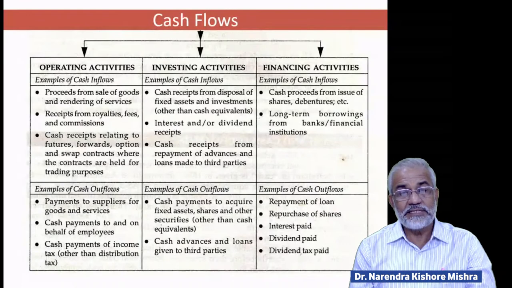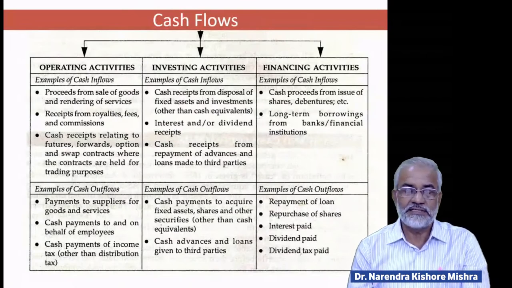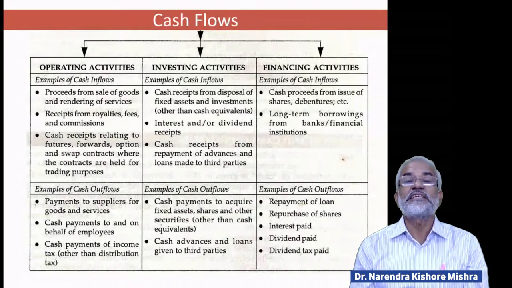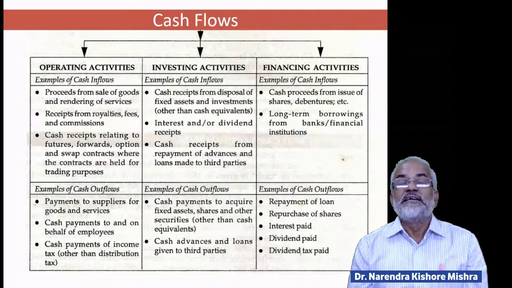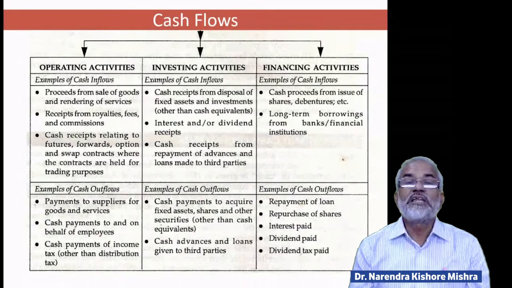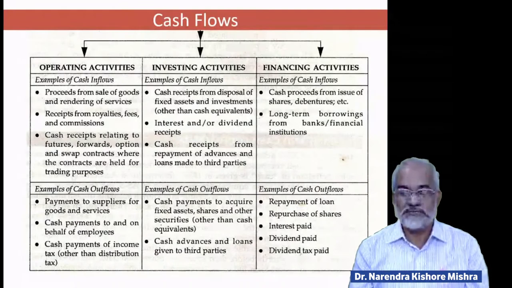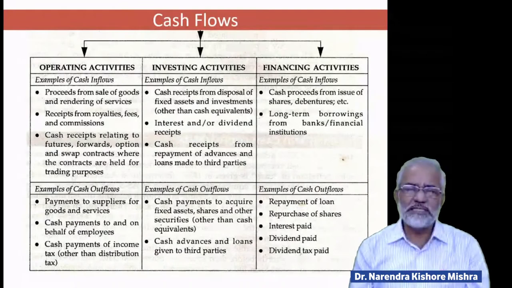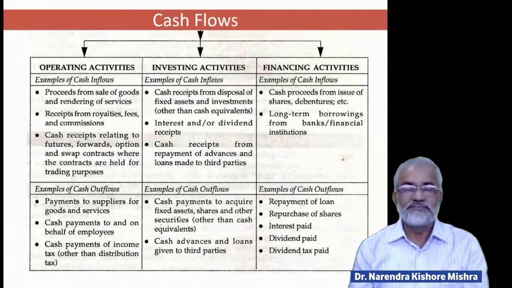This direct method and indirect method is applicable only in case of operating activities. It has no role to play in case of other two activities like investing activities and financing activities. When we talk about investing activities of the cash flow, the examples of cash flow under that are cash received from disposal of fixed assets and investments other than cash equivalents. Cash received from disposal of fixed assets. Fixed assets means your block assets, you can say, and investment means the long-term investments. The short-term investments are not treated here, they will come under the cash equivalent.